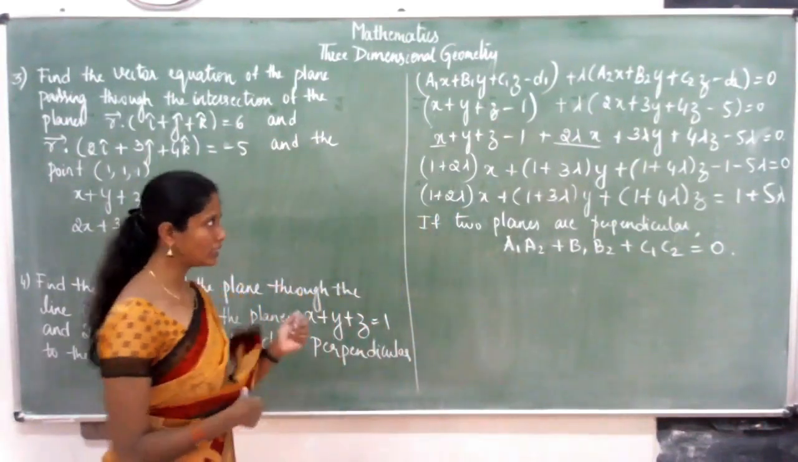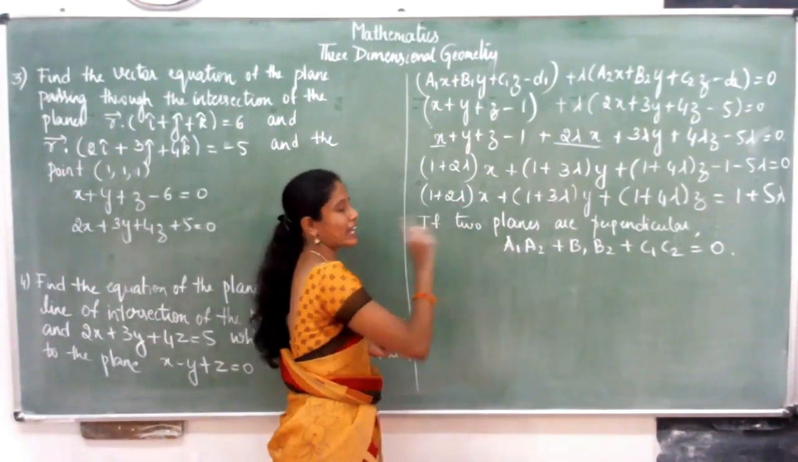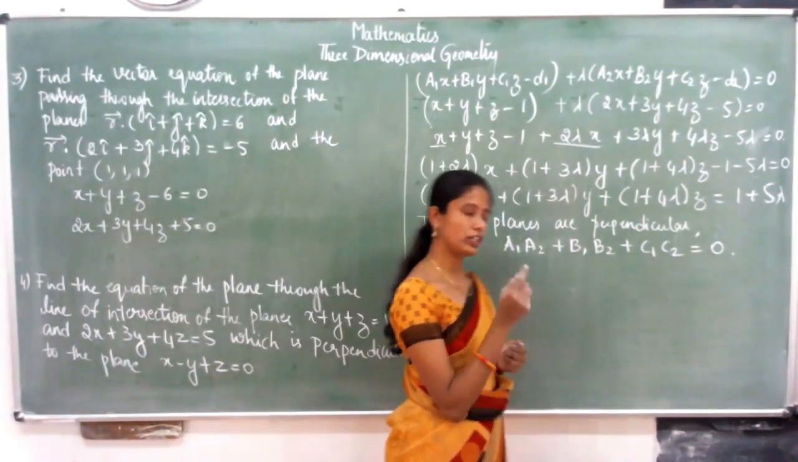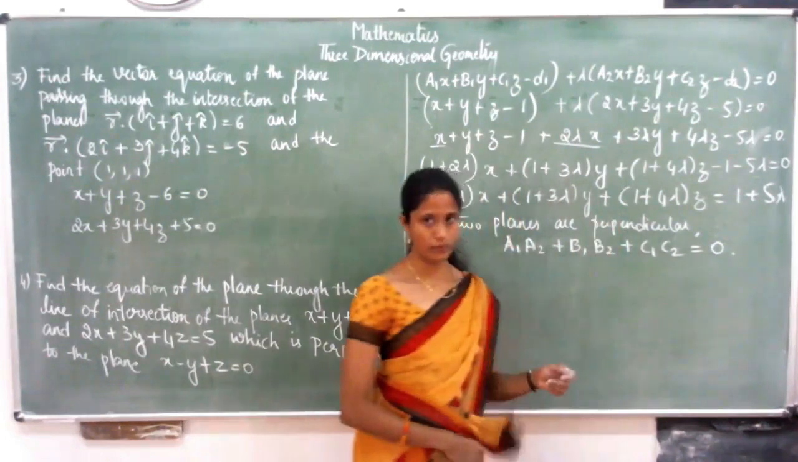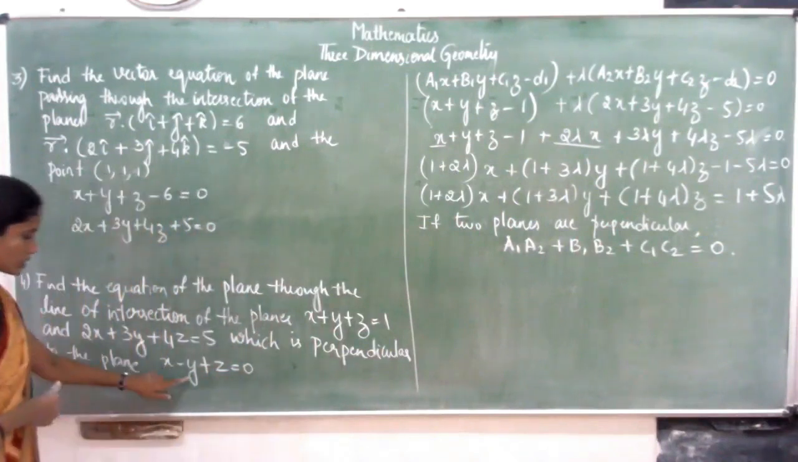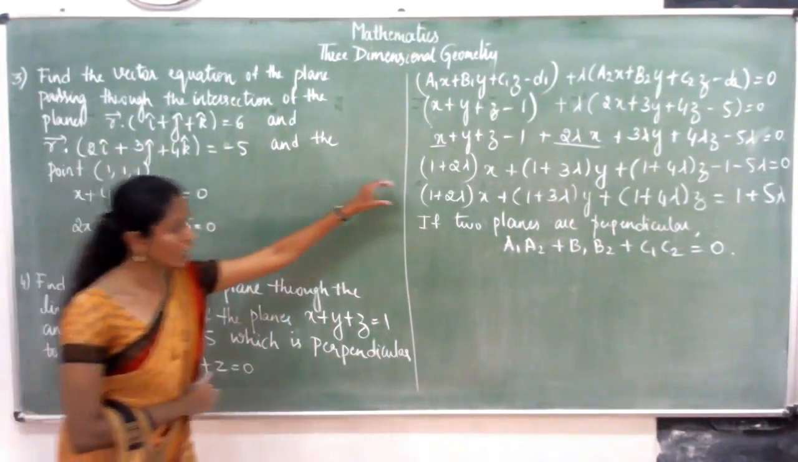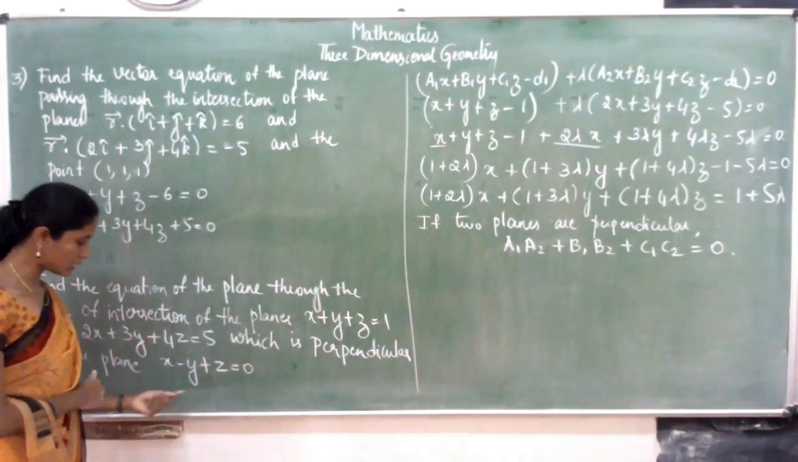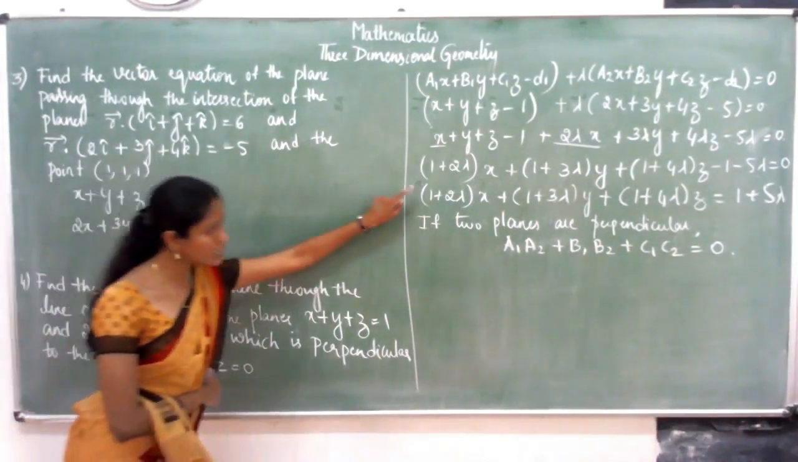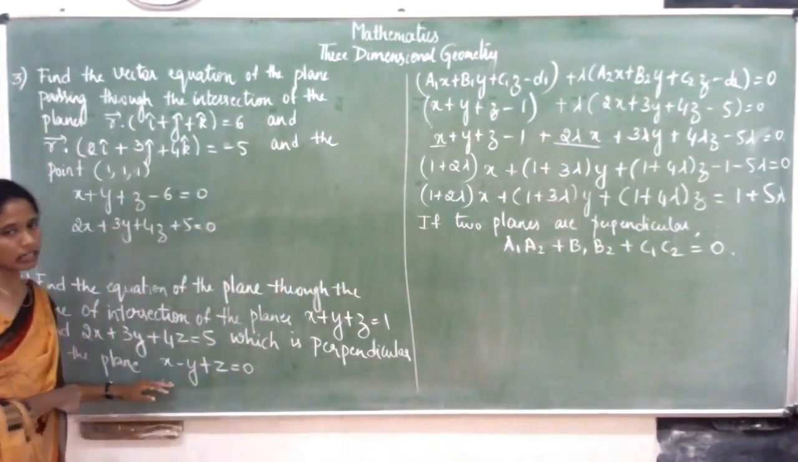So what is your a1 here? The coefficient of x is your a1, coefficient of y is your b1, and coefficient of z is your c1. And what is a2, b2, c2? Those are the coefficients of this plane, because now this plane is perpendicular to the plane x minus y plus z. So I am considering this as our plane 1 and this as our plane 2.